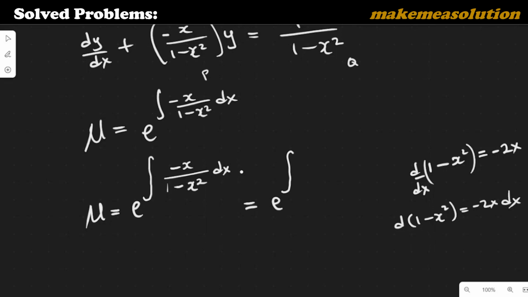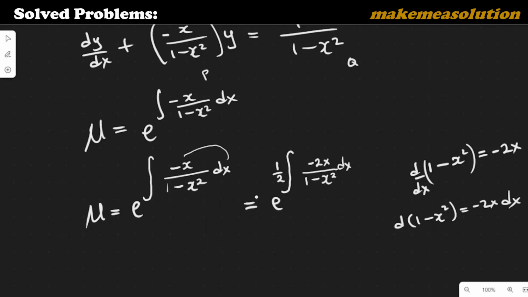So is there a way I can make this numerator look like minus 2x dx? Yes, of course there is a way. All I need to do is put a 1 over 2 outside first, then I'll put what? A minus 2x over 1 minus x squared dx. So the 1 over 2 outside is to cancel the effect of introducing this 2, because 2 was not there before.